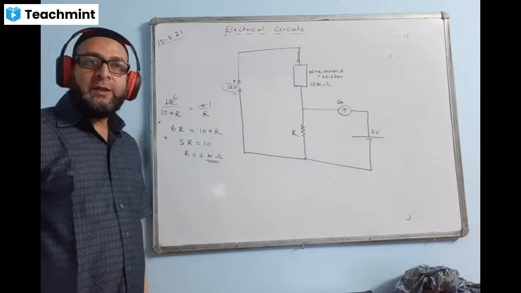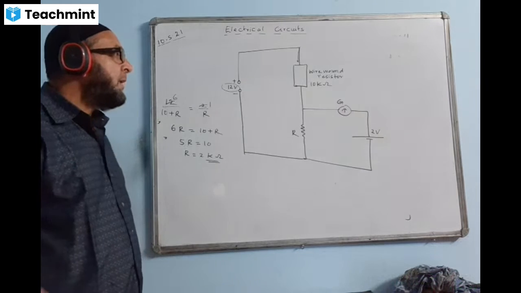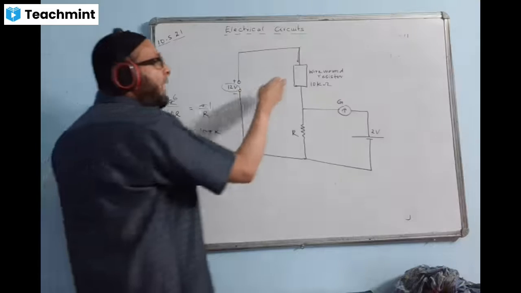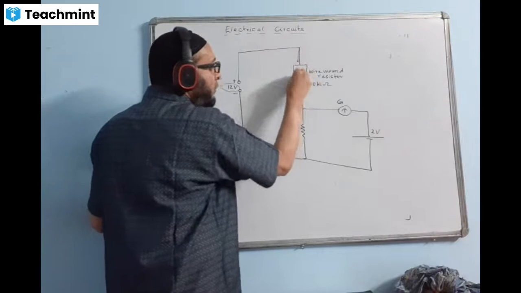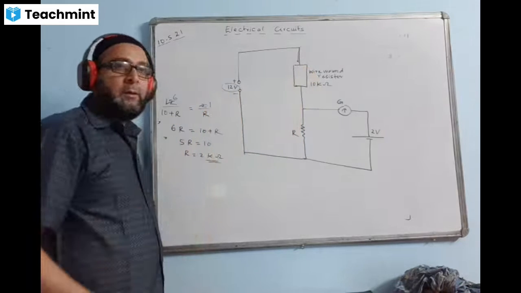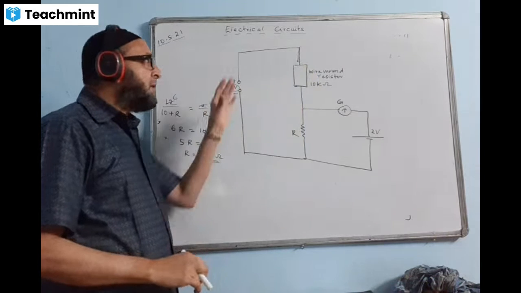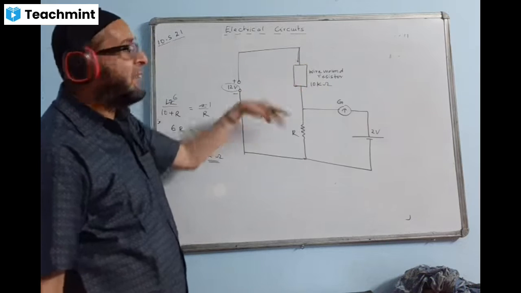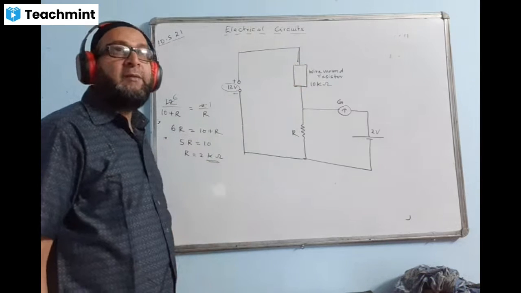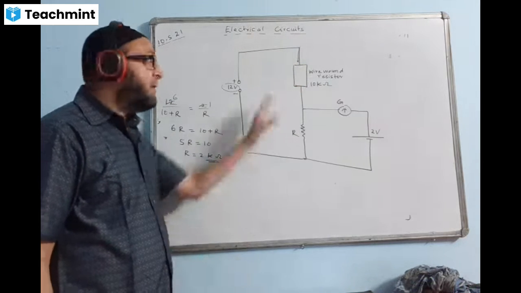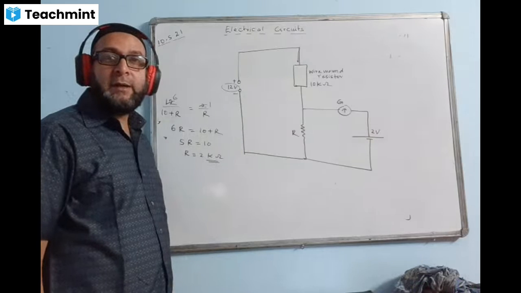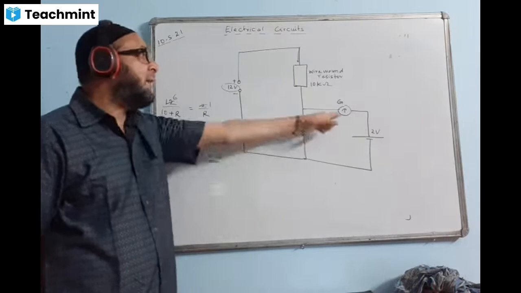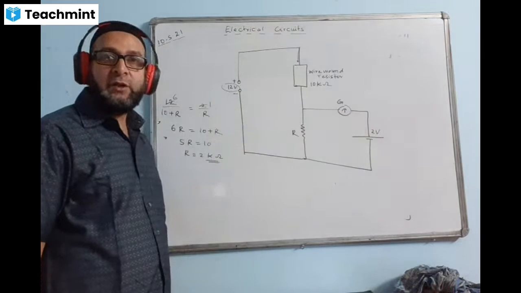Now the second part of the question says, what will happen when cool air is blown across this 10 kilo ohm? When cool air is blown, that means temperature is decreased. What will happen? Resistance will also decrease suddenly. Then current will suddenly increase. That means current will fluctuate. Then current no longer will be steady. When current is no longer steady, then what will happen? The galvanometer will give deflection.